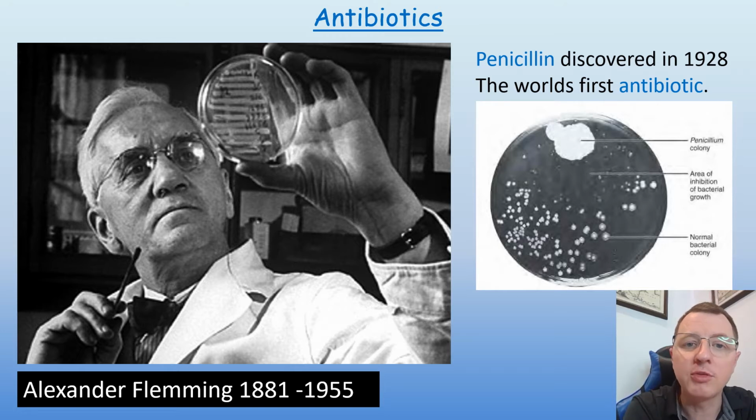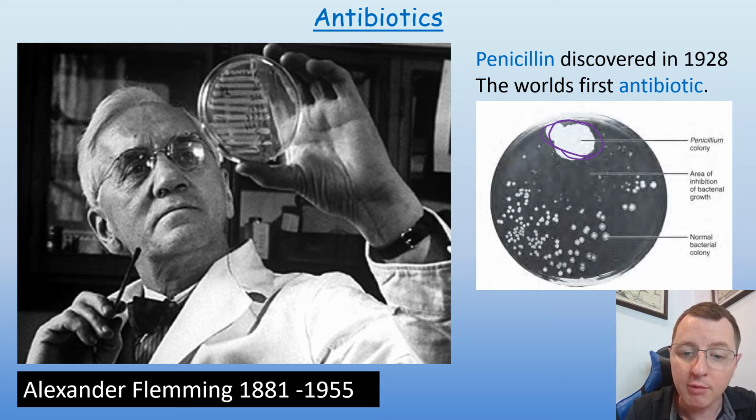So how did we discover antibiotics? Well, this person here that you can see is a very famous microbiologist known as Alexander Fleming. And in 1928, he was working in his laboratory trying to grow a pure culture of bacteria. And he had a contamination of a fungus that you can see here. Here's this fungus that he had contaminated.